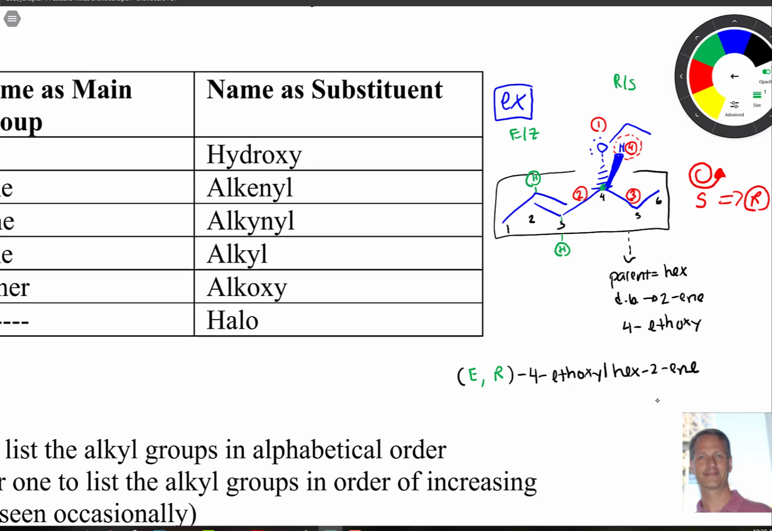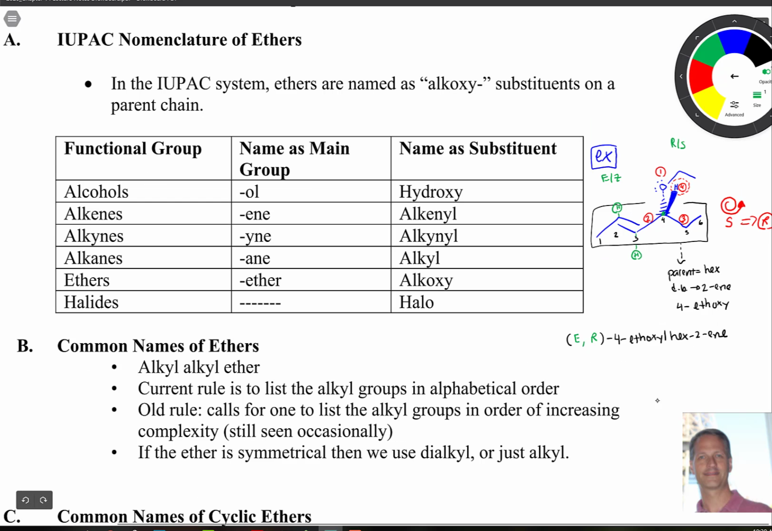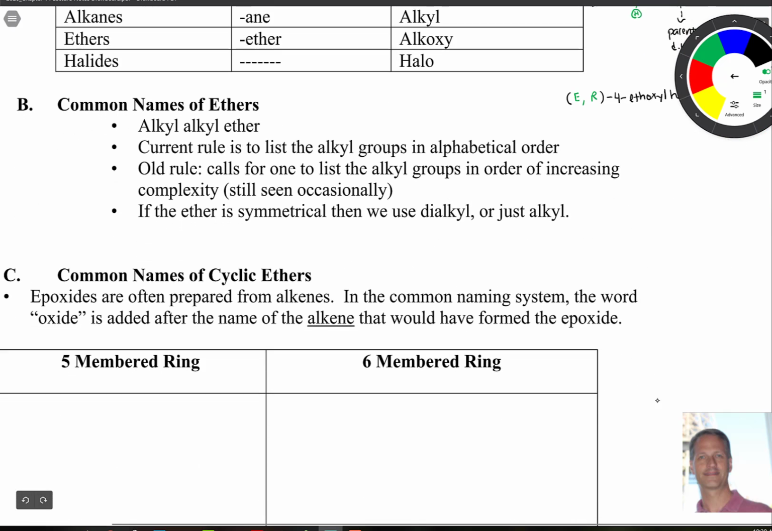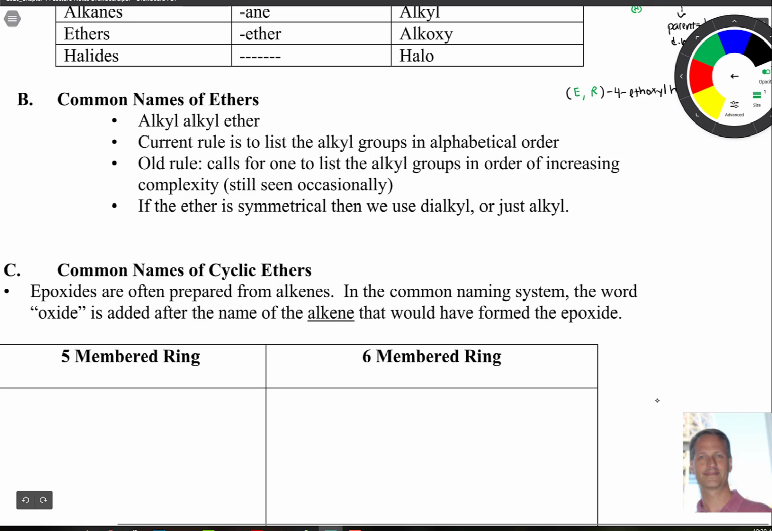Right, pretty straightforward. Now, there are common names of these things too. We've talked about them before. Diethyl ether we've mentioned as a solvent more than once, and that's a common name of an ether. So we need to know how to name these things based off of the common name nomenclature rules. So to do that, we name the compounds as alkyl ethers. The current rule is to list them in alphabetical order, and that happens quite frequently. But the old rule calls for one to list the alkyl groups in order of increasing complexity.